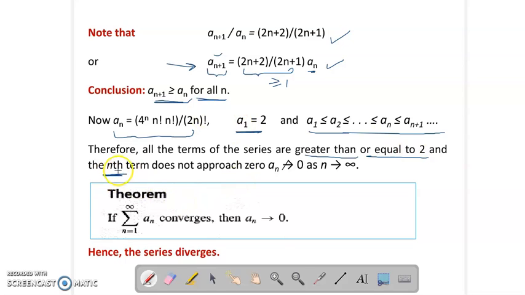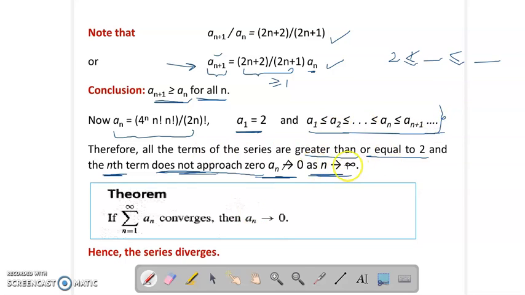So we can say that the nth term is going to be bigger and bigger, so it does not approach 0 as n tends to infinity, because the first term is 2, next term is something bigger, next is something bigger. So there is no way that the limit of a(n) as n tends to infinity will go to 0. So we can say that a(n) does not approach 0 as n tends to infinity. This is what we have concluded from here.